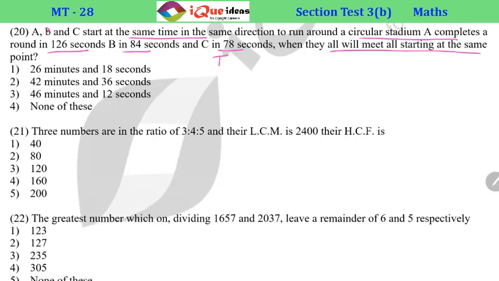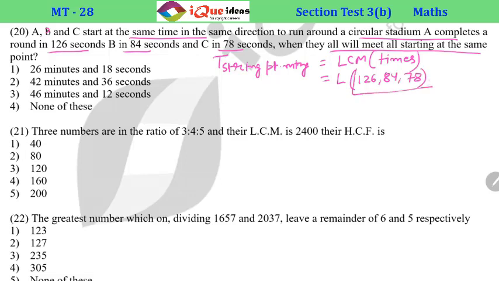So the time for starting point meeting, this is a direct thing that we have done. Starting point meeting is straight away equal to LCM of times, right? Now LCM of times here, it is equal to LCM of 126, 84 and 78, right? So if you take 6 common, you will get 21, 14 and 13. All right, then you can take 7 common.